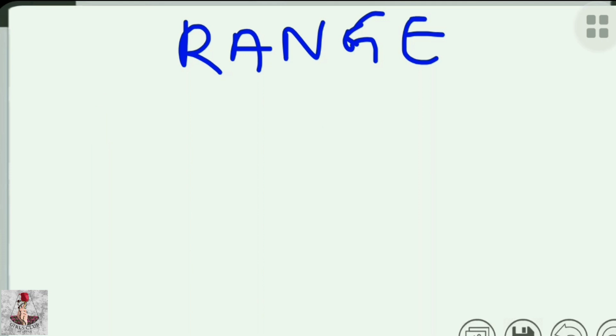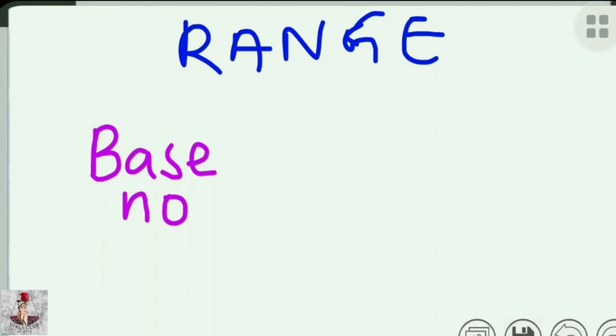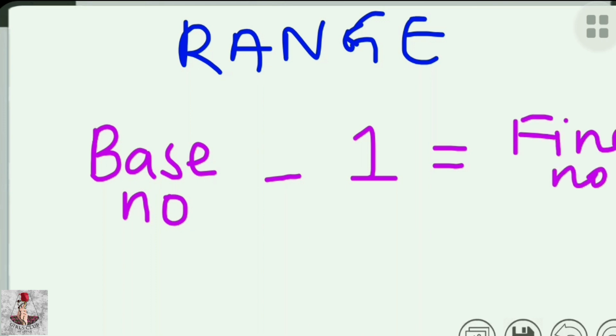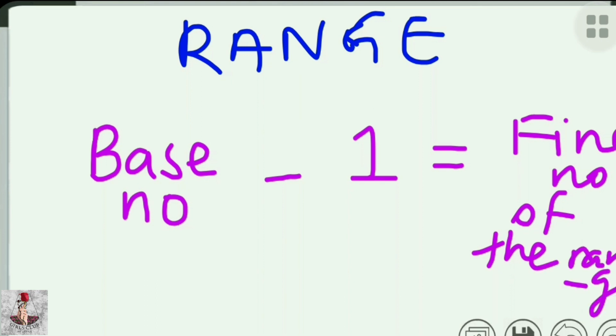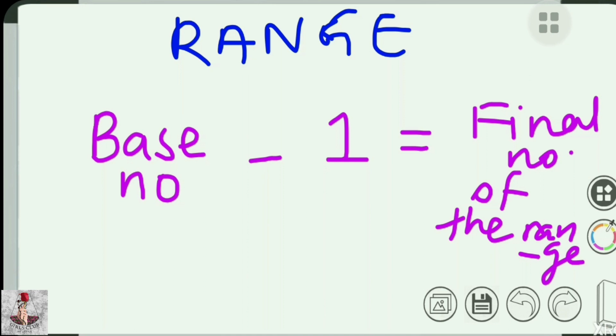Basically, to find the range, you take the base number of that system minus 1, and you get the final number of the range. So base number minus 1 gives you the final number of that range. When you get the final number, then you know that that number system runs from 0 to that number.